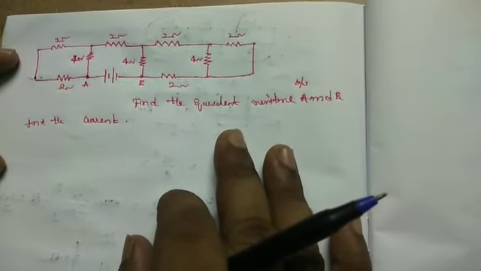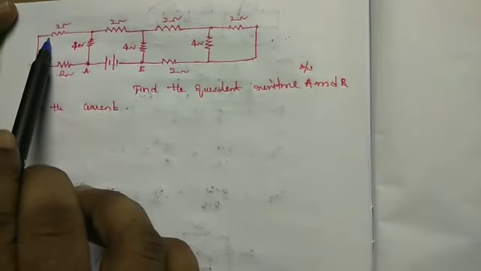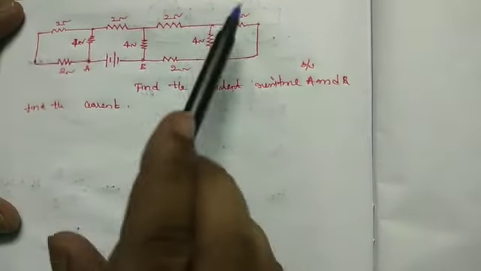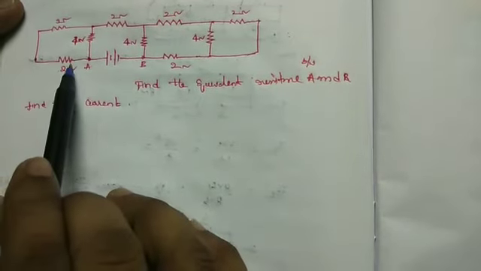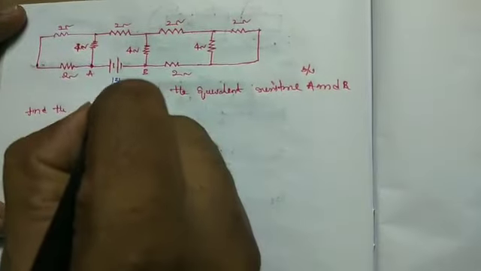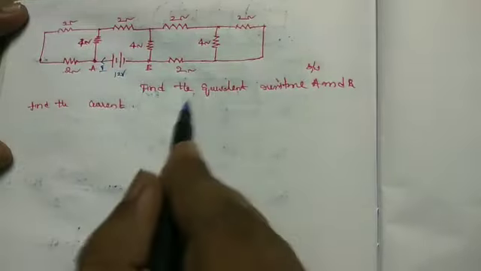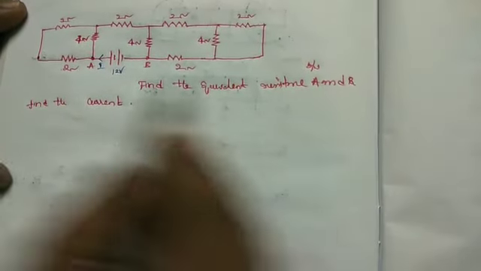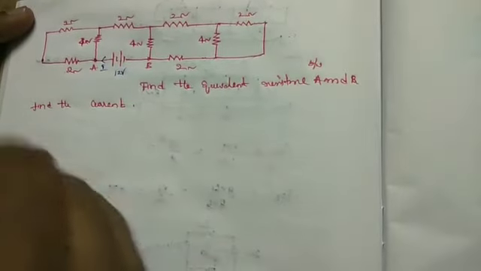See children, one more circuit. Here the resistors are 2 ohms, 2 ohms, 2 ohms, 2 ohms, 4 ohms, 4 ohms, 4 ohms, 2 ohms, and 2 ohms, and here a battery of 12 volts. The current I is flowing through here. Find the equivalent resistance between A and B, where this is A and this is B, and find the current. Clear?